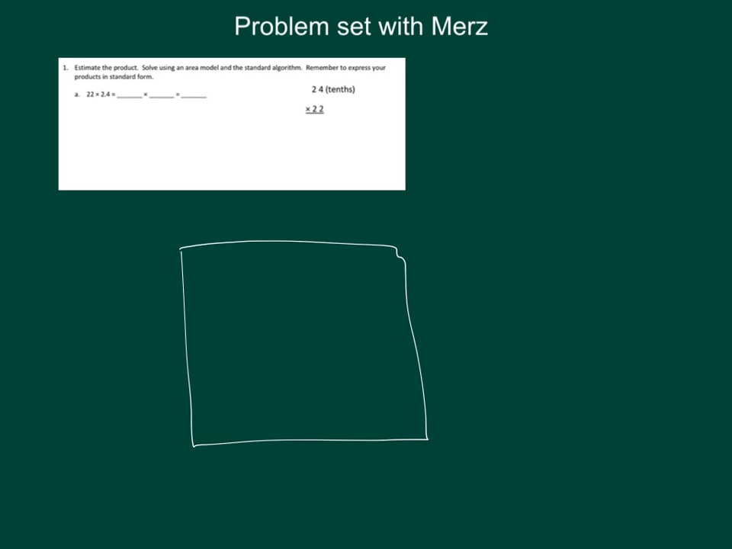And I want you to forget about the decimal for now. So really the problem that you're solving is going to be 22 times 24. Forget about the decimal point for this moment. You know how to do this area model. 22 is broken up into 20 and 2. 24 is broken up into 20 and 4.